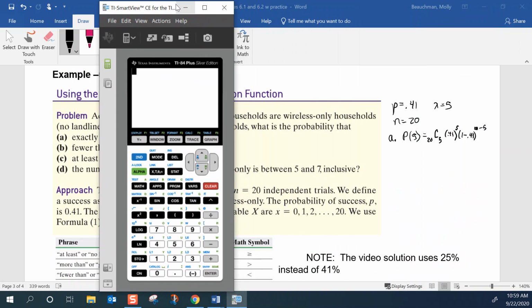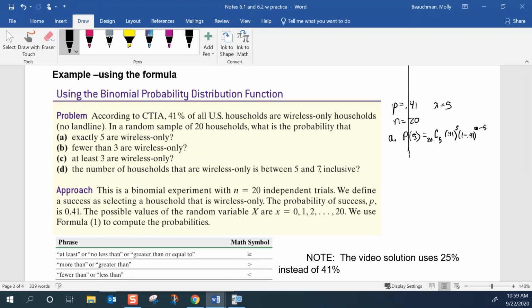So from the last chapter, 20 choose 5, we would have 20. This is a combination, so let's hit math over to probability, option number 3. 20, select 5, enter, that's 15,504, times 0.41 to the power of 5, times 1 minus 0.41, which is 0.59, to the power of 20 minus 5, which is 15.